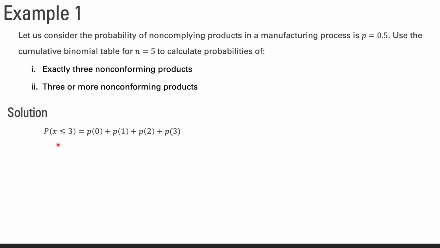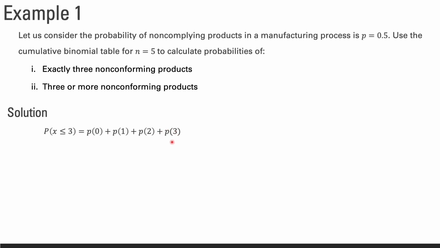So according to the table, the probability of finding 3 or less than 3 is equal to the probability of finding 0 products, 1 product, 2, and 3 products which are non-conforming. Okay, this means the accumulative probability. So this one is for x less than or equal to 3. These 0, 1, and 2 are less than 3, and this is equal to 3. Now if we subtract these ones from this, we will get this one, right?